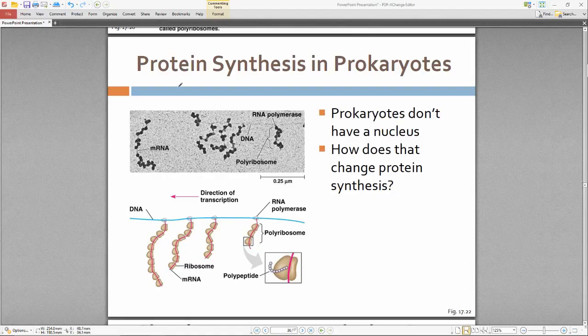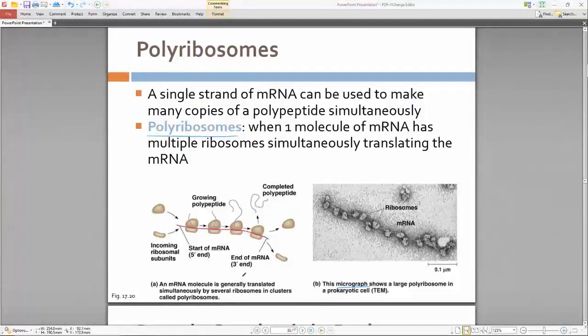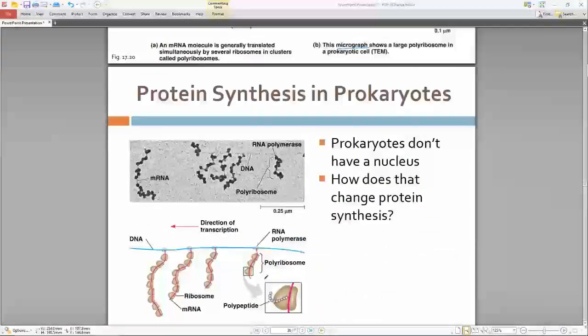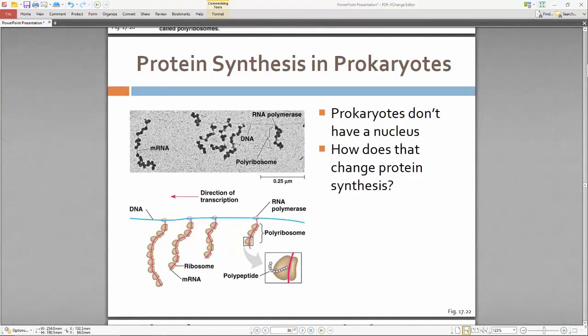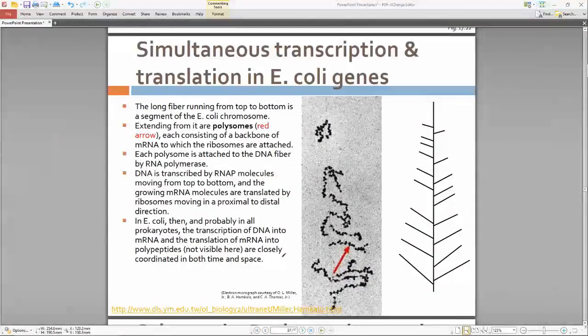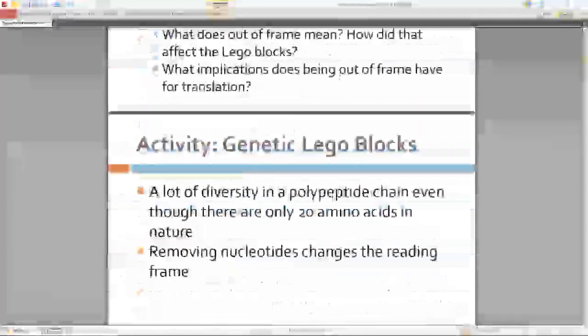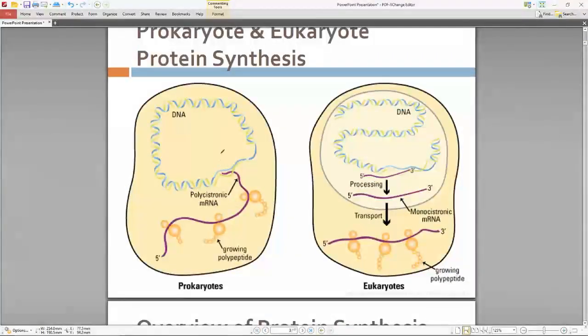Okay, but this polyribosome idea is not really unique to eukaryotes or prokaryotes, to the best of my knowledge. So let's look at protein synthesis in prokaryotes. Prokaryotes don't have a nucleus, so how might that change protein synthesis? Do you guys have any ideas? Well, one way it does change it is, if you remember, what slide are we on? We're on slide 36, so we'll go back all the way to this slide over here. If this step is transcription and this step is translation, in prokaryotes, transcription and translation can happen simultaneously.